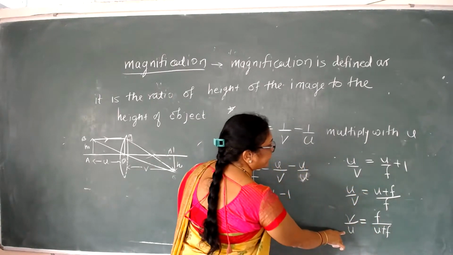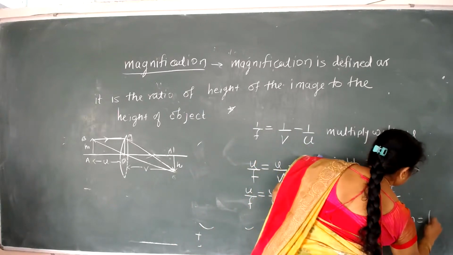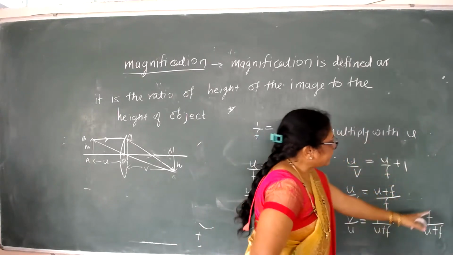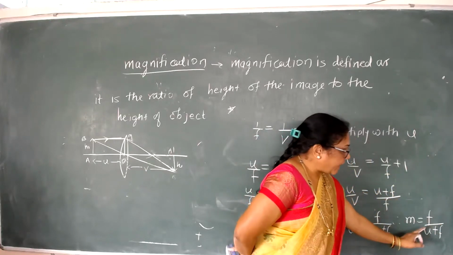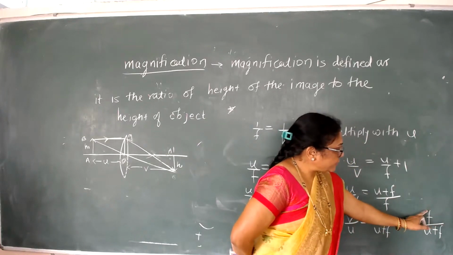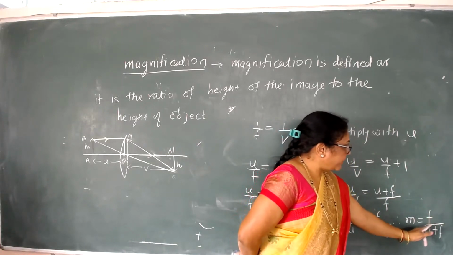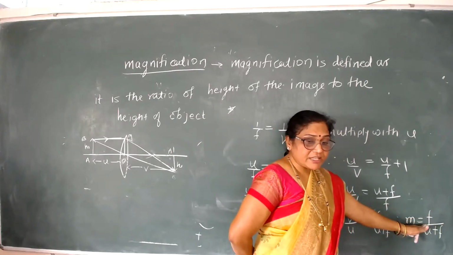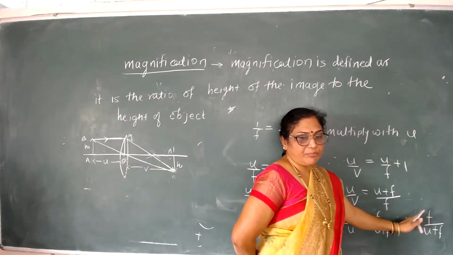So what is the meaning of v by u here? That is the magnification. So magnification is equal to f divided by u plus f. Means if the image distance is not given and object distance is given, we can find out the magnification by using this shortcut formula. That is, the magnification is equal to f divided by u plus f. Apply the Cartesian sign. If the concave lens is there, f is minus. If the convex lens is there, f is plus.